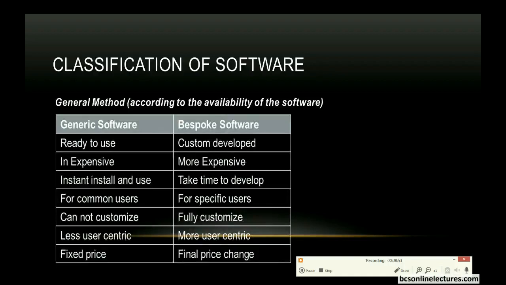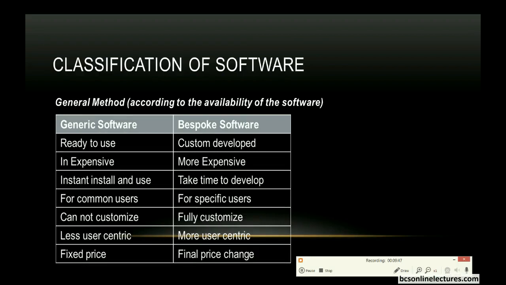Now let's compare few differences of generic and bespoke software. Generic software you can buy from the internet or from agents or from the computer shops, right? These softwares are readily available in the market. But bespoke software you need to develop by hiring a software company or freelance developer. Generic software, these are not expensive, right? They are not expensive compared to the development cost of the bespoke software. So bespoke software are more expensive comparing to generic software.